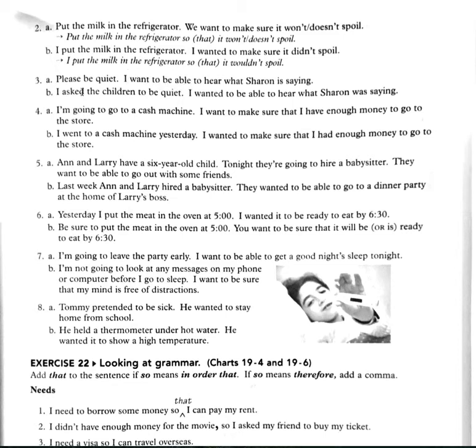Right there. Look at B. I asked the children to be quiet. I wanted to be able to hear what Sharon was saying. So asked and wanted. So here you say, okay, that's past tense. So you're going to say, I asked the children to be quiet so that I could hear what Sharon was saying. Again, I asked the children to be quiet so that I could hear what Sharon was saying. So we eliminated wanted to be able to. Because wanted in the past, we say could instead of can.